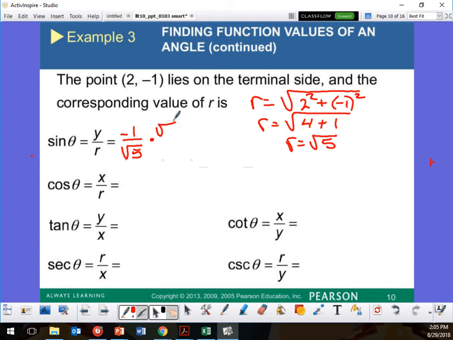So, multiply top and bottom by rad 5, which gives me negative rad 5 over square root of 5 times square root of 5. What's 5 times 5? 25, right? So, the square root of 25 is going to give me 5. So, the rads go away, so I'm left with just 5. Are we okay there? Okay, next one, cosine. What was the cosine? 2 over rad 5.